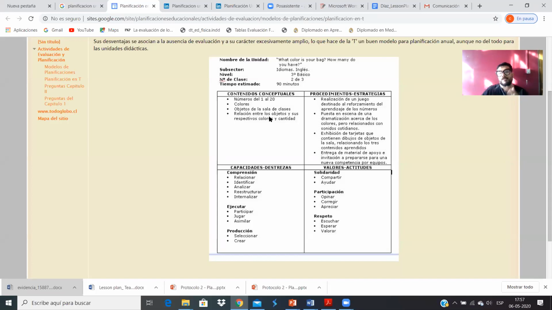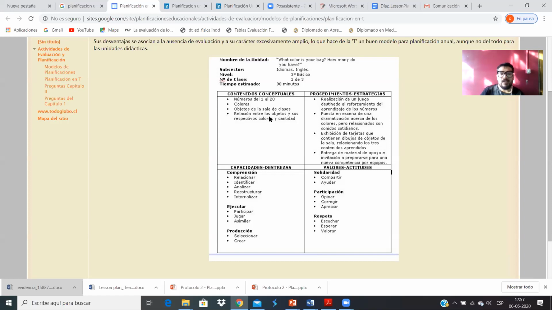Now you go into the procedures. How am I going to teach these contents? You can say the students create a supermarket. Students analyze different videos. Students come up with sentences using there is and there are. We don't know in which classes. We just said in this whole unit, this is the procedure, right?